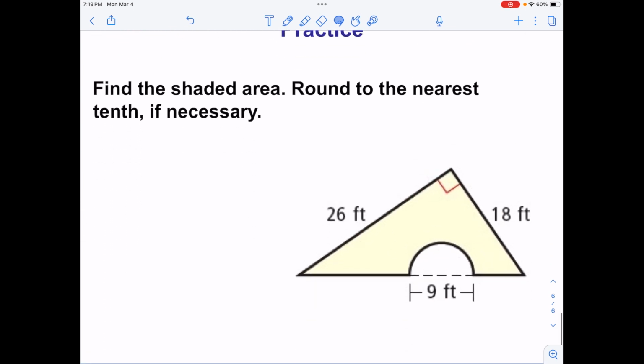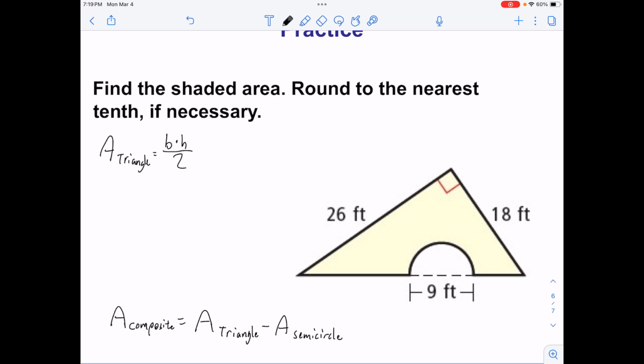Last problem. We have a triangle with a mini semicircle taken out. So this time, the area of the composite shape is going to equal the area of the triangle minus the area of the semicircle. So again, area of the triangle equals base times height over 2.